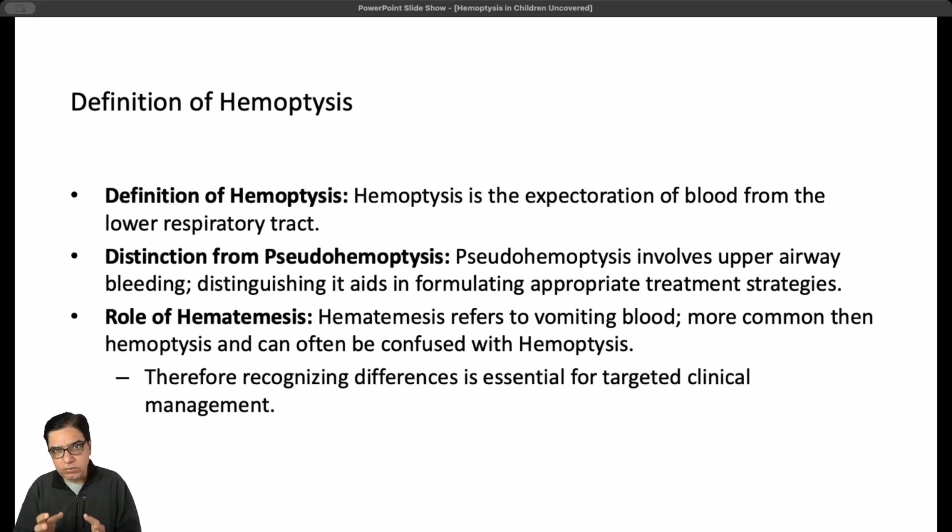So it's important for the doctor, if somebody says that this child has hemoptysis, you have to differentiate whether this is true hemoptysis or pseudohemoptysis. In other words, you have to ascertain whether this blood is coming from the lower respiratory tract or from the upper respiratory tract or the digestive tract. This is very, very important because once you know where the blood is coming from, it's easy for you to diagnose and manage the underlying cause.